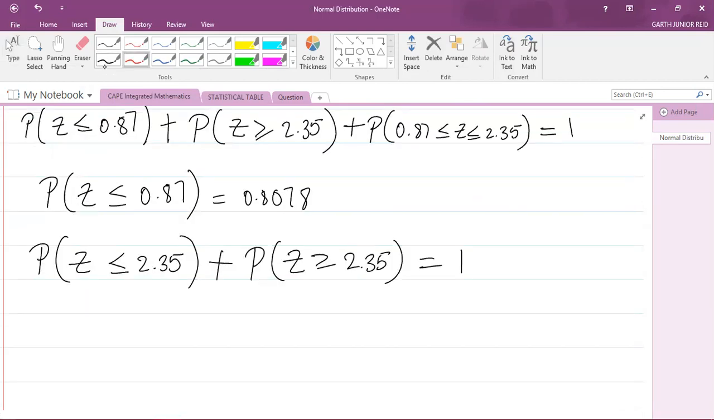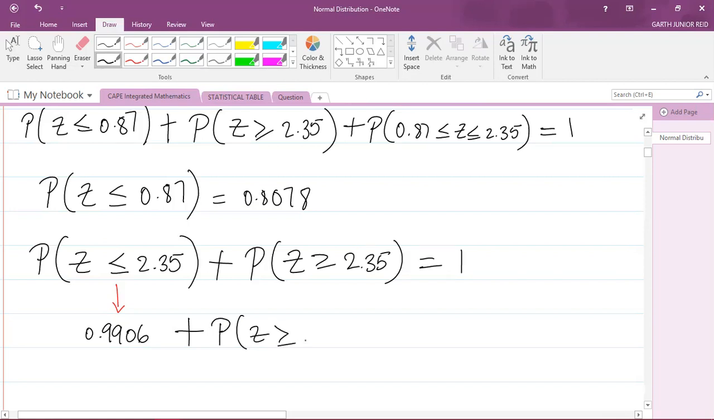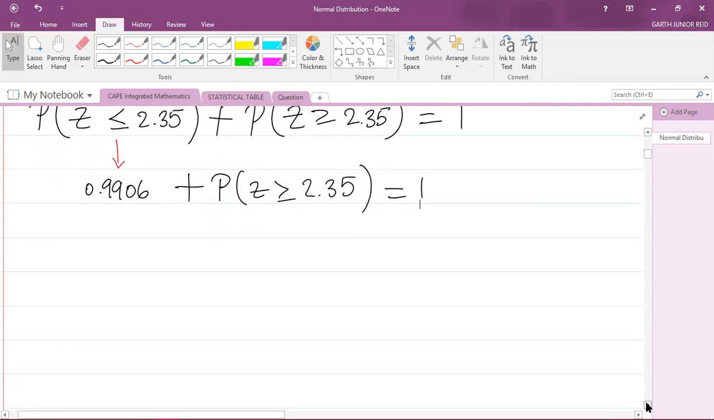So what I'm saying is that the probability of Z to the left of 2.35 is going to be 0.9906 plus, I don't know what this probability is, the probability of Z being greater than or equal to 2.35. But I know that when I add that 0.9906 to this probability, it must be equal to 1. So I can simply transpose to get this probability.